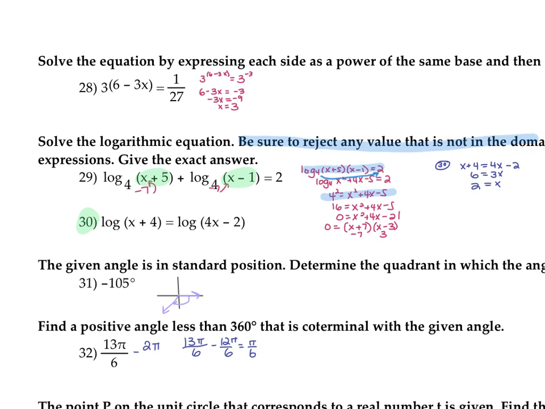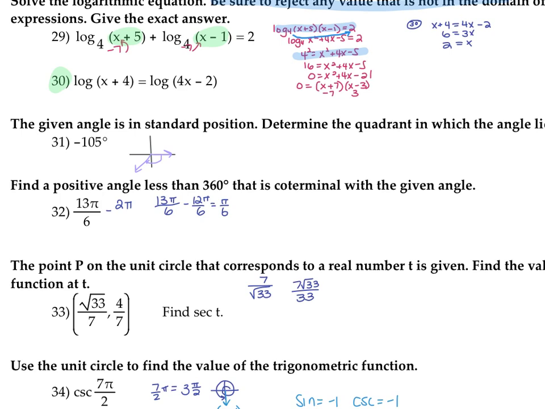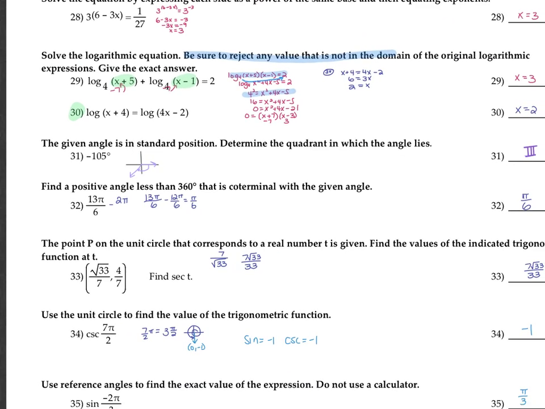Okay, 31. This is -105. So you go negative, which means you'd start at 0 here, and then you'd work your way back around this way, just past the 90, and you get negative 105. If you downloaded the original solutions, this said quadrant 2. That was wrong. This is quadrant 3. So make sure you made a note of it.